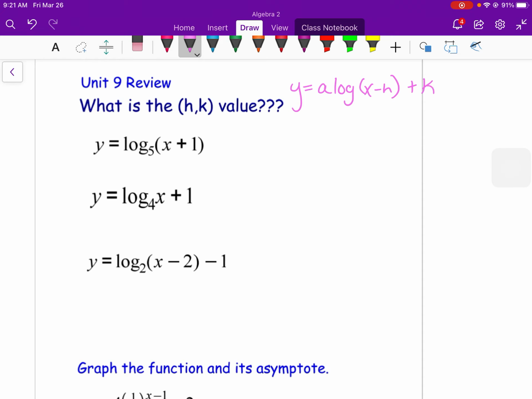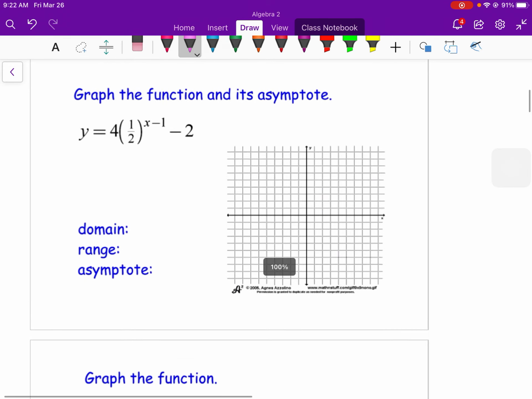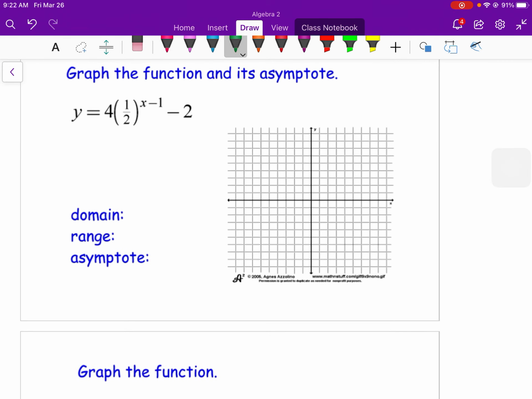So in the first one, we have an h of -1, but then we have nothing at the end, so it'd be -1, 0. Versus the second one without the parentheses, that one, the shift would be 0, 1. The 1 is on the outside. So that's our k. And then this last one would be a +2, -1 for our h, k. So just worth mentioning.